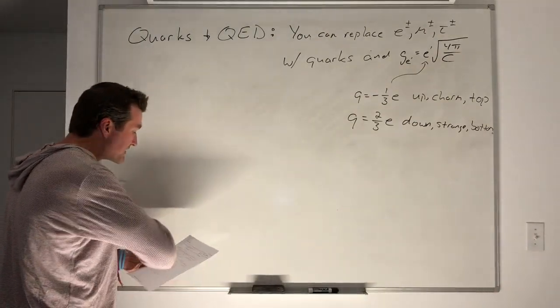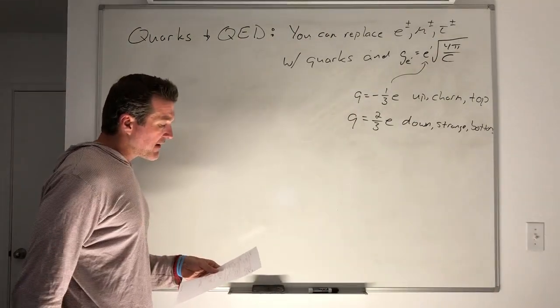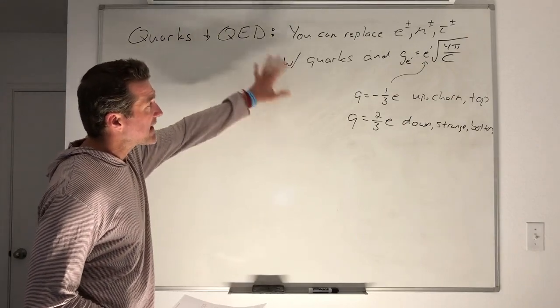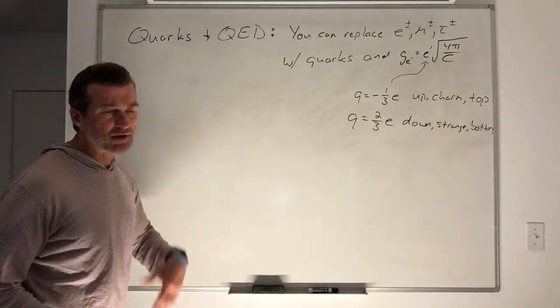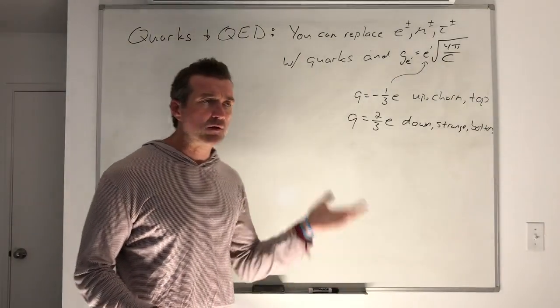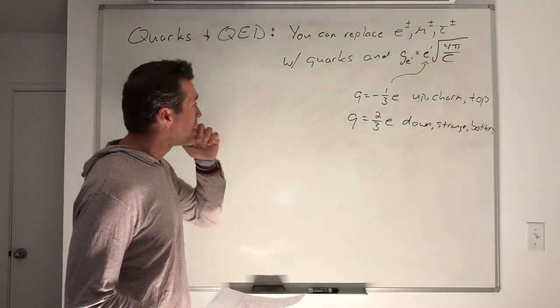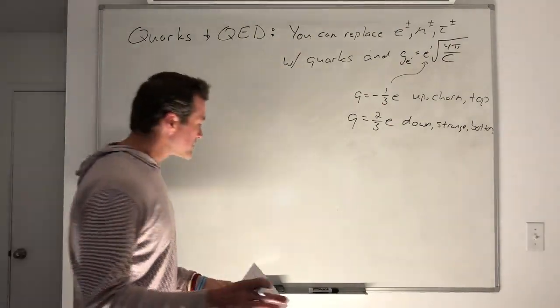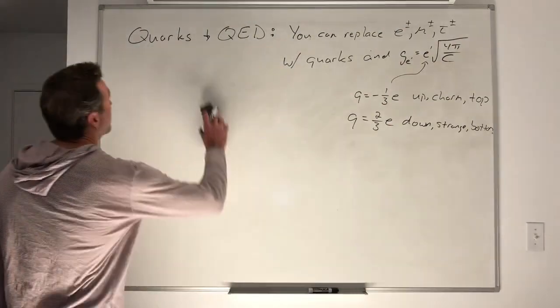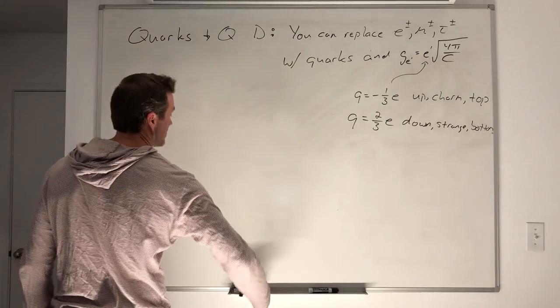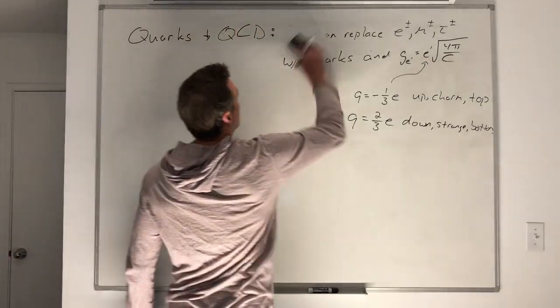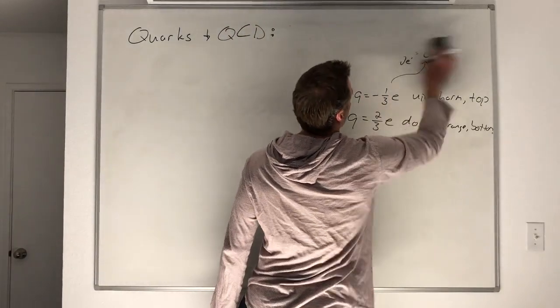All right. Otherwise, doing everything with quarks and QED is the interaction. The rules go the same. You have to put in the same U and V factors, depending on whether you're dealing with quarks or anti-quarks. And all of the Feynman rules go the same. So now we're going to turn to quarks and QCD. And this is where it's going to get ugly.